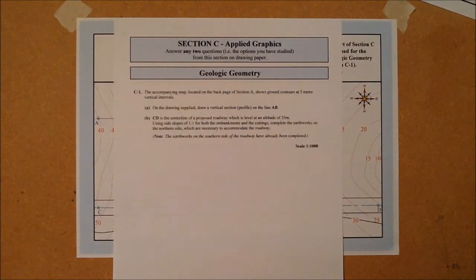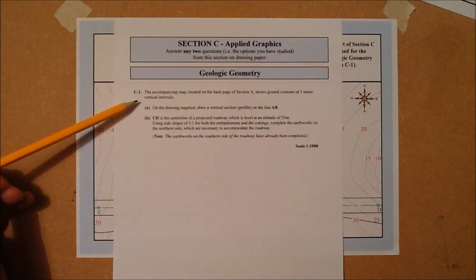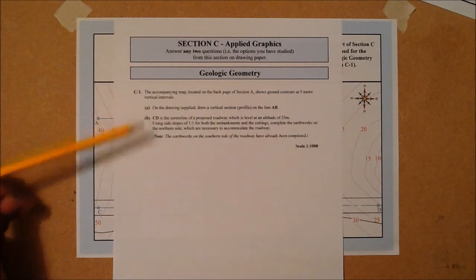Hi, today's tutorial is on a geological geometry question. It's the 2016 Ordinary Level Section C question 1. Here in front of me you see we have the question, which is the optional choice in Section C. So this question in particular, we'll do part A to start with.